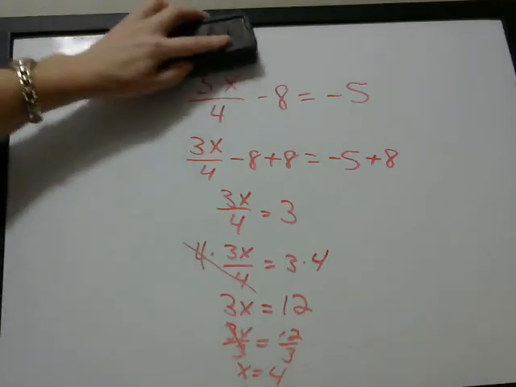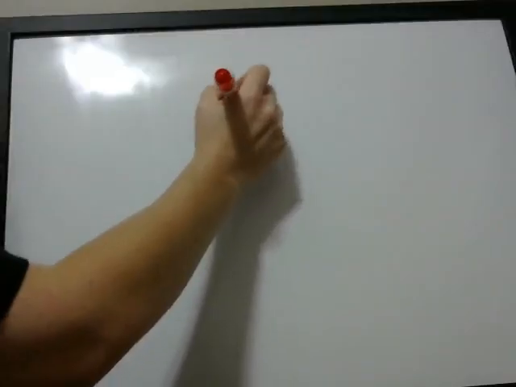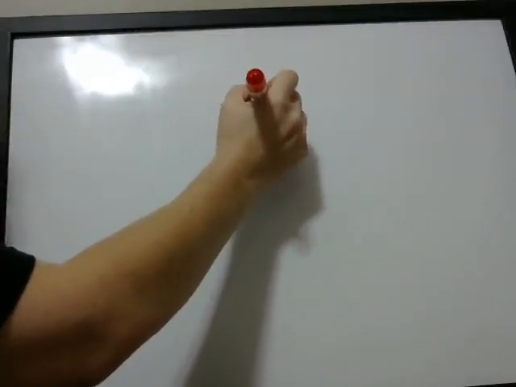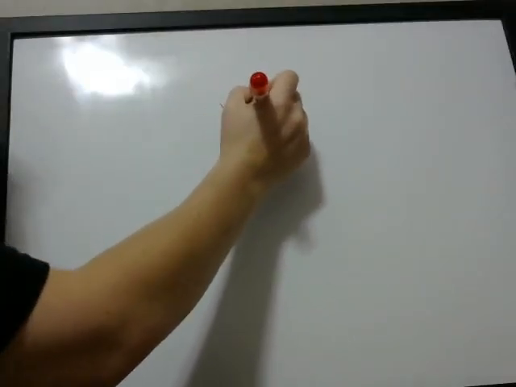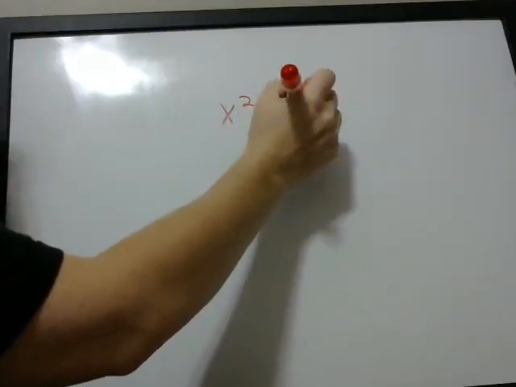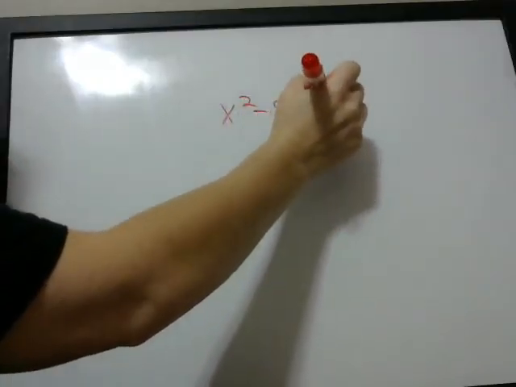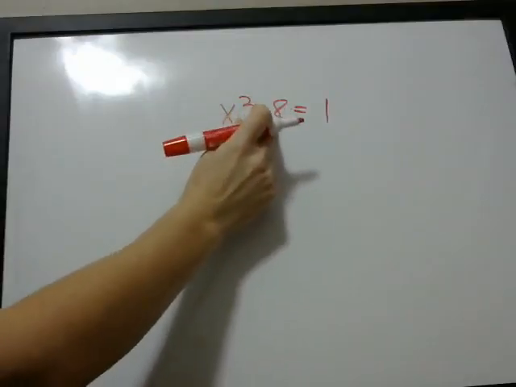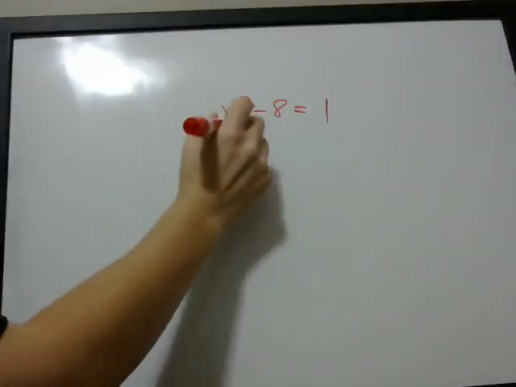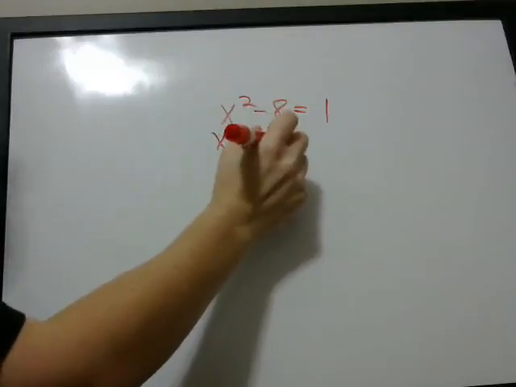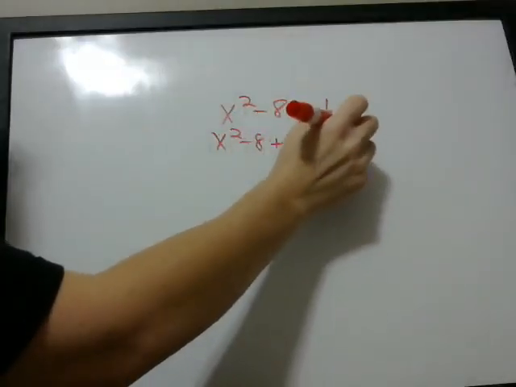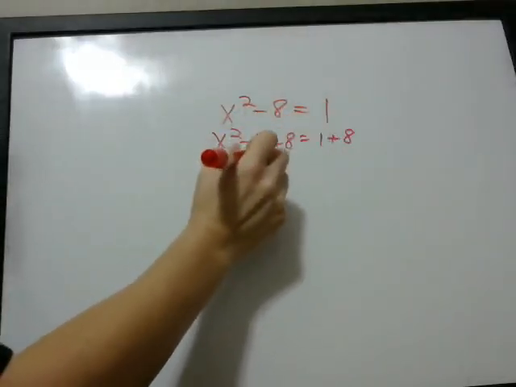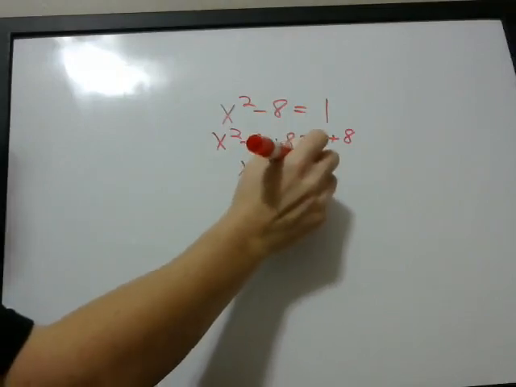I'm going to show you one more thing. If you end up in a situation where at the end, after you've gotten rid of all the numbers, you have x squared equals something. So let's say we have, well, let's do one. We have x squared minus 8 equals 1. So we want to get rid of the 8 first. So to get rid of that, we're going to add 8 on both sides. Negative 8 plus 8 is 0, so you end up with x squared equals 9.